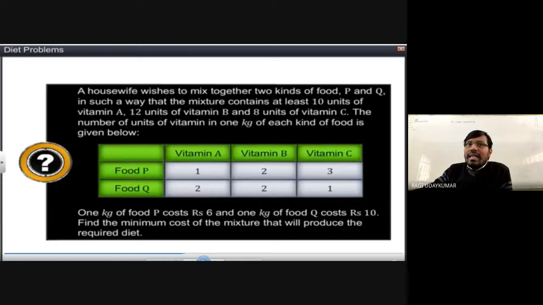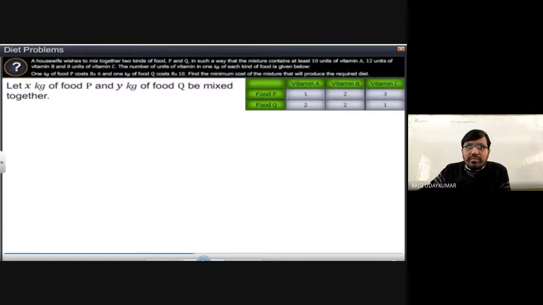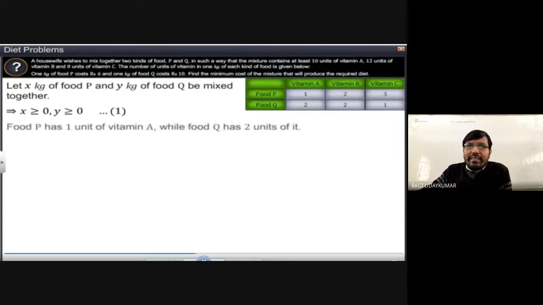So here, let x kgs of food P and y kgs of food Q be taken into consideration. In this problem, 1 kg of food P costs 6 rupees and food Q costs 10 rupees. So that is nothing but total 6x plus 10y. You are going to get that as the objective function, and here x and y should compulsorily be greater than 0.